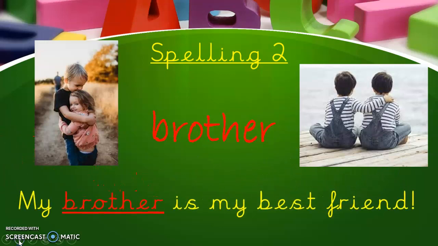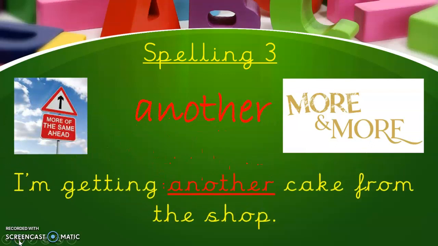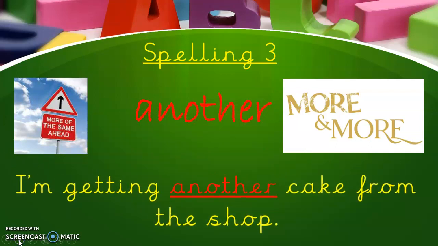My brother is my best friend. We've got the word 'the' in the middle of brother, bro-the. Spelling 3 is another. If something is another, it's more of the same. I'm getting another cake from the shop. Lovely. So here we've got 'the' again inside the word, and we've also got 'not' inside the word. Another.